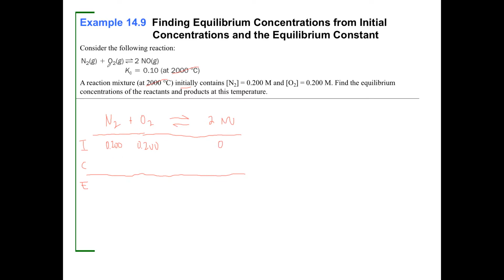Okay, so it looks like, and this is a 1 to 1 to 2 ratio, right? So this is going to be gaining because it's not going to have 0 at the end. So if that's gaining, this is going to be losing, and this is going to be losing. And it's a 1 to 1 to 2 ratio. So I'm going to say minus 1x, minus x, plus 2x. Okay? So this equilibrium concentration is going to be 0.200 minus x. This one is going to be 0.200 minus x. And this is going to be 0 plus 2x, which I'm just going to write as 2x.